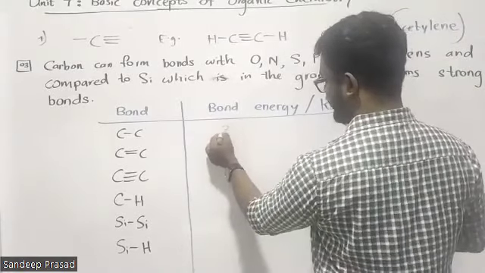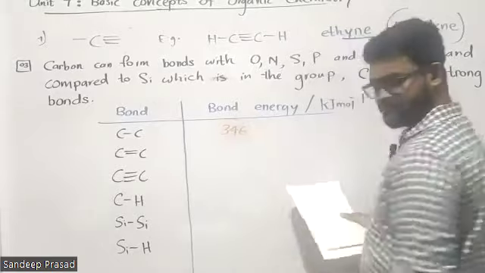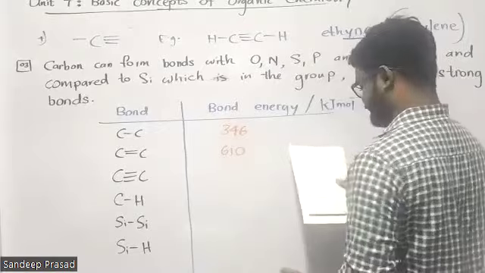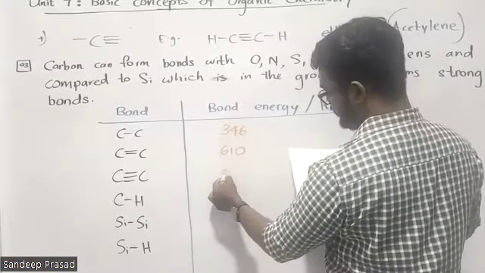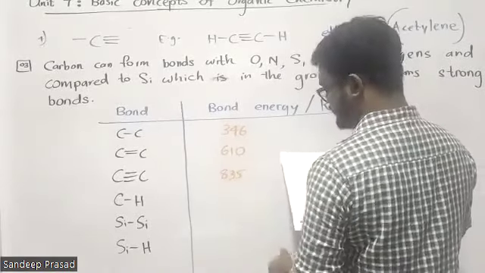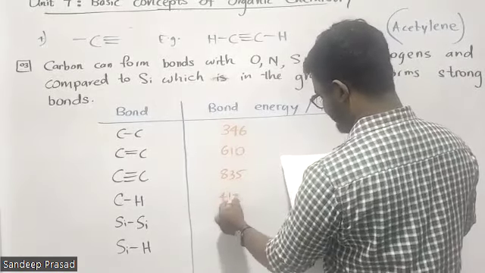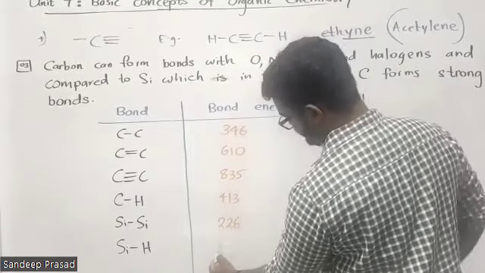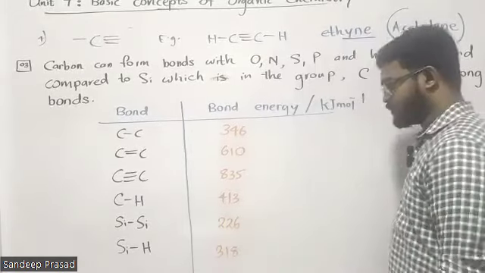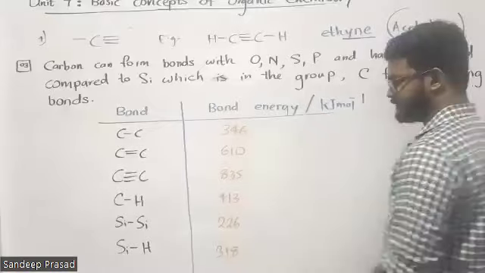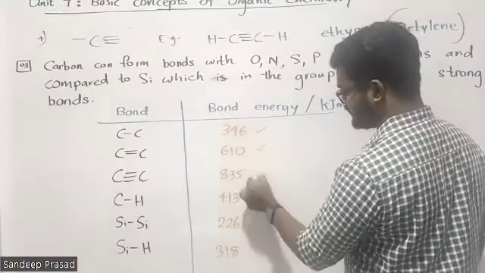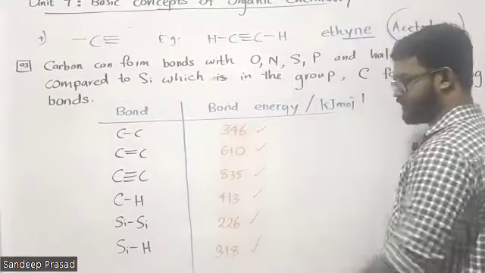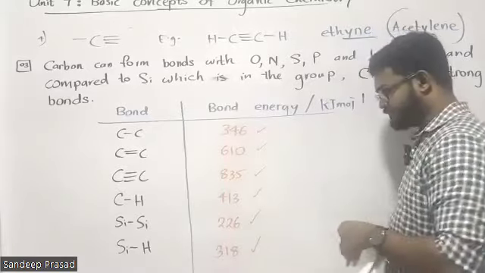Carbon-carbon single bond, energy is 346. Carbon-carbon double bond, 610. Carbon-carbon triple bond, 835. Carbon-hydrogen bond is 413. Silicon-silicon bond is 226. Silicon-hydrogen bond is 208 kilojoules per mole. So likewise, you can see that these are the values for the bond energies. All of them are positive values, you know that, because we are breaking the bonds, right?